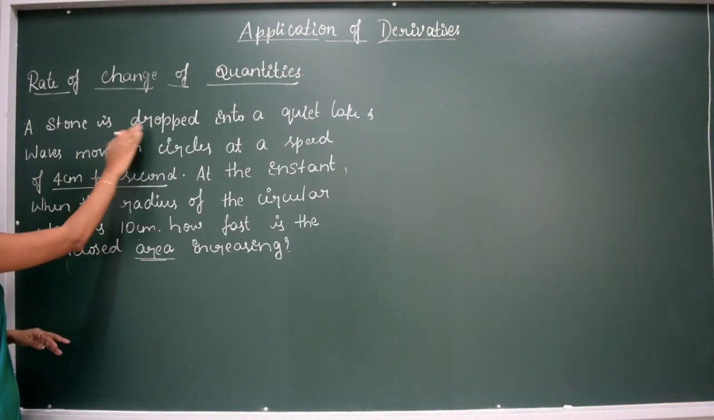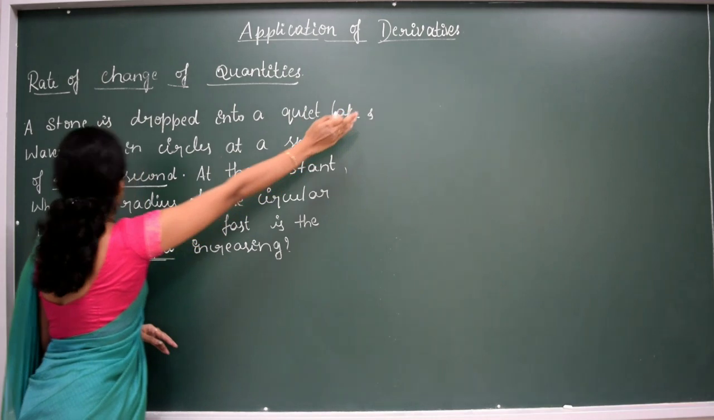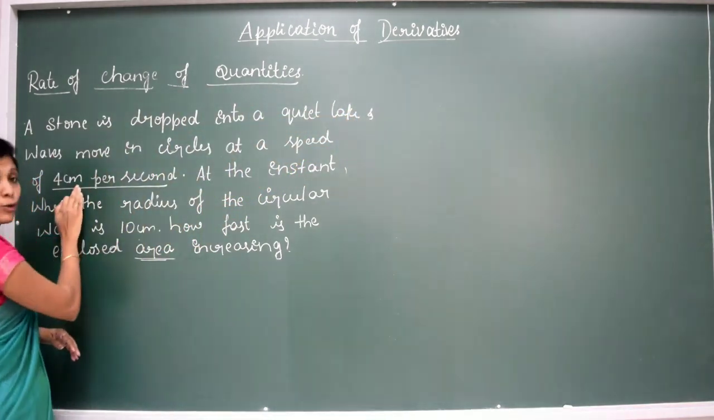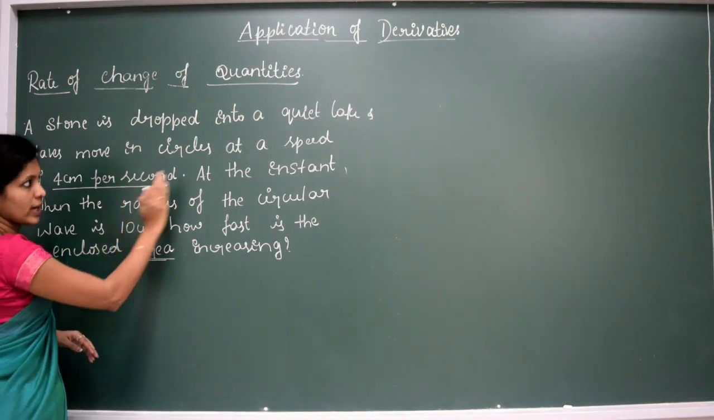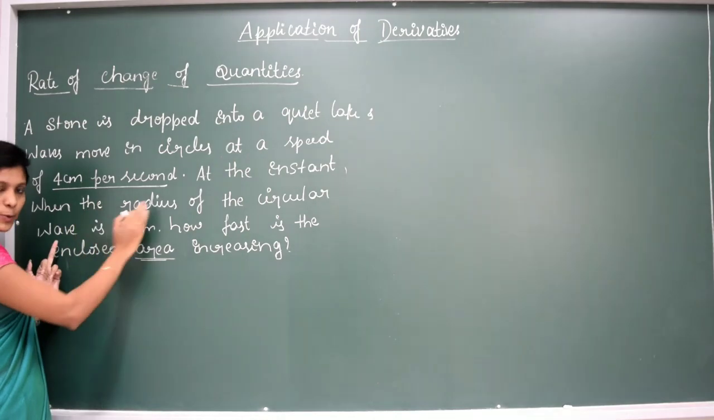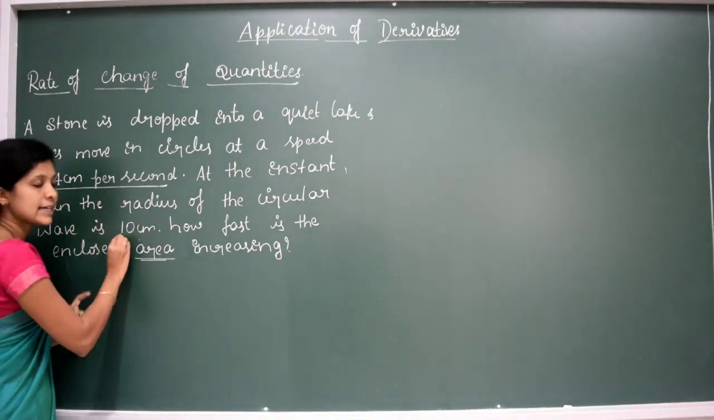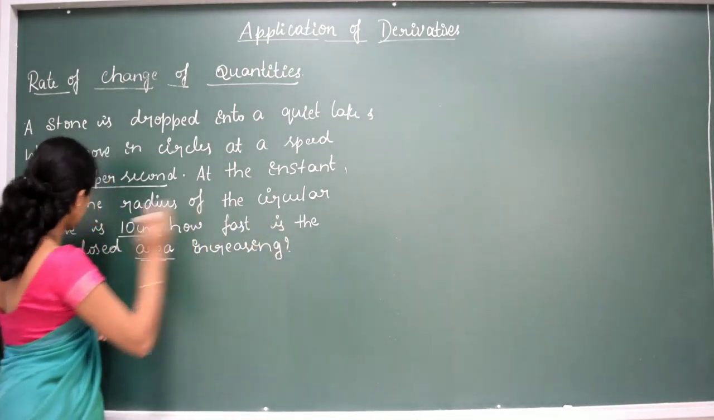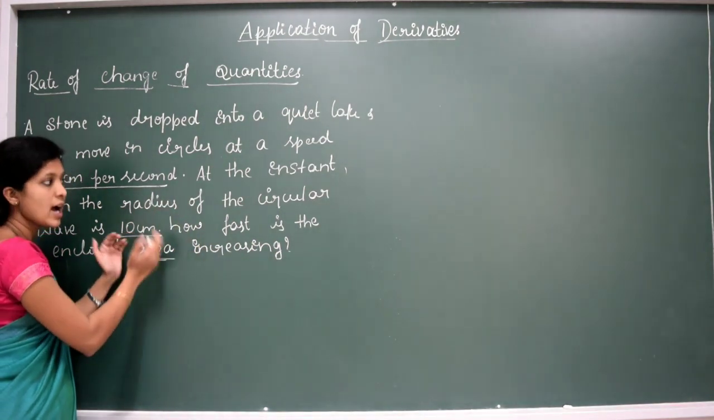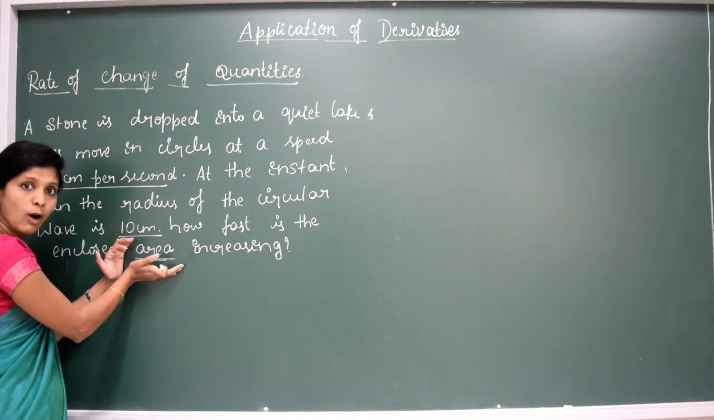A stone is dropped into a quiet lake and waves move in circles at a speed of 4 cm per second. At the instant when the radius of a circular wave is 10 cm, how fast is the enclosed area increasing? So here you have to find out how fast the enclosed area of a circle is increasing.